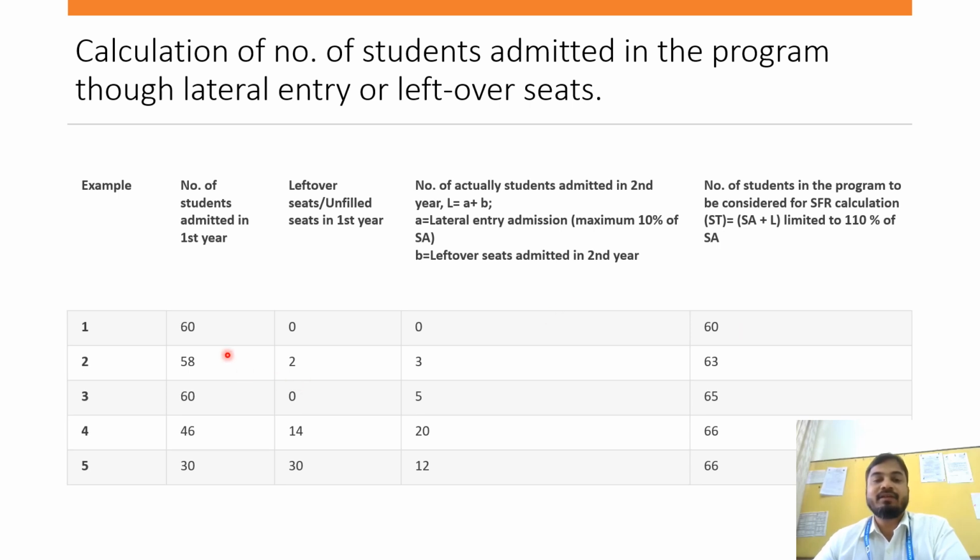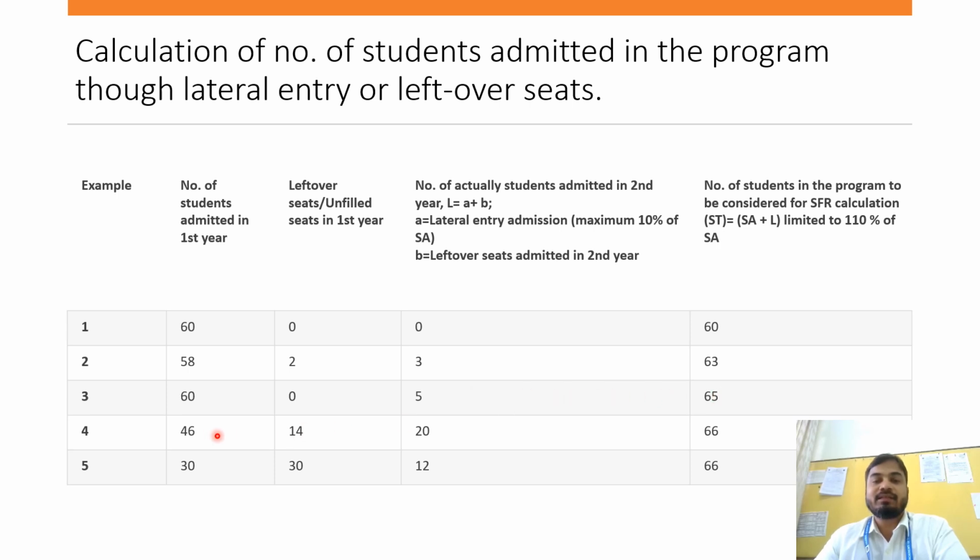In the second case, if the number of students admitted in first year is 58, leftover seats are 2, and students entered through lateral entry is 3, then the total number of students for that academic year will be 58 plus 2 plus 3, which is 63, which again falls within 110% of sanctioned intake. If the number of students entered in first year is 60, leftover is 0, and the number of students entered through lateral entry is 5, then the total will be 65.